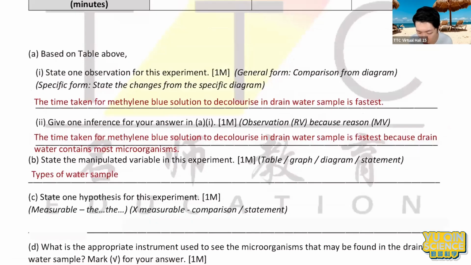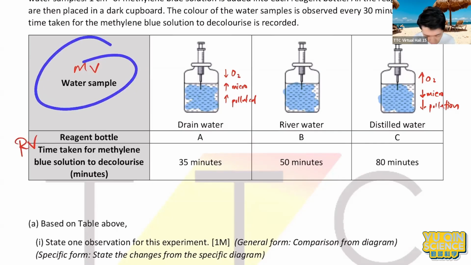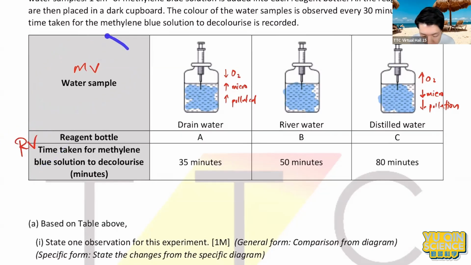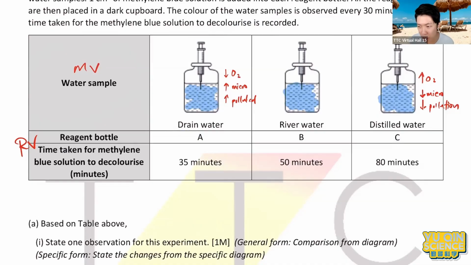I want to ask you one question. My manipulated is this one, right? And time taken is my responding, right? Okay, is my manipulated, type of water, measurable? Something that can measure? Can I measure the type of water? Like, can I measure with a ruler? Can I measure with my tongue, like drink water?